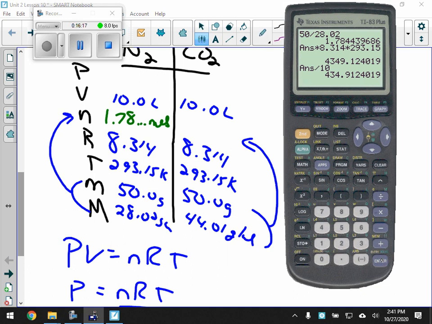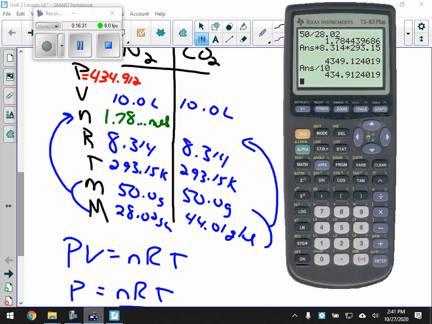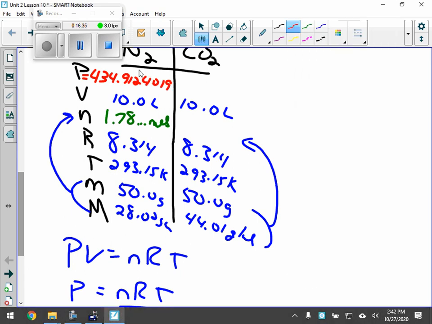I'm going to do this, and don't worry about why, but I'm going to write down here. Hold on. 434.912. What was the rest of it? 4019. Okay. You don't have to write down the entire number.